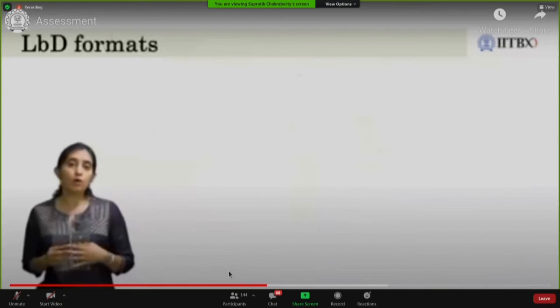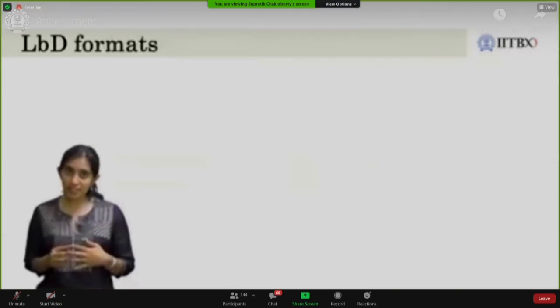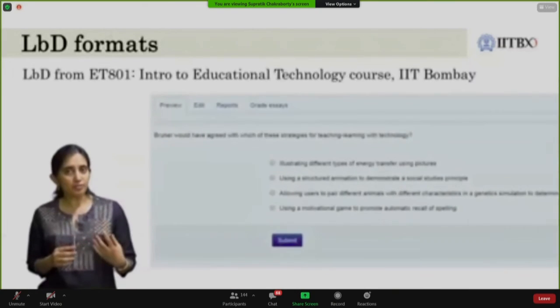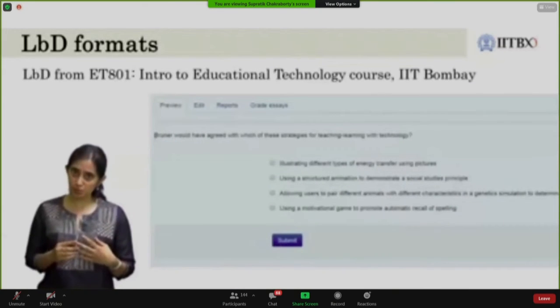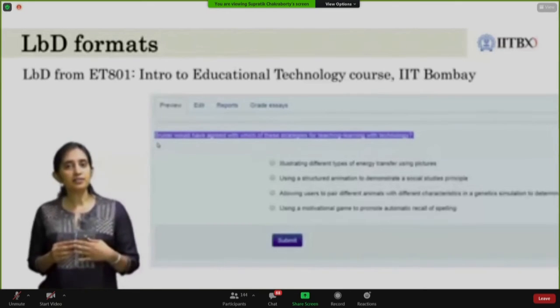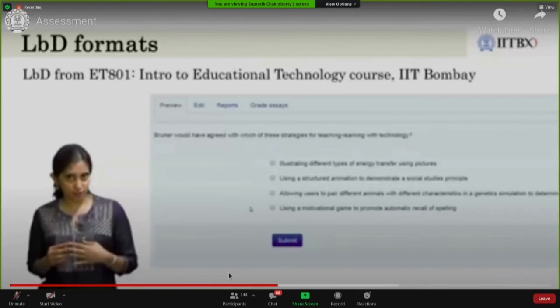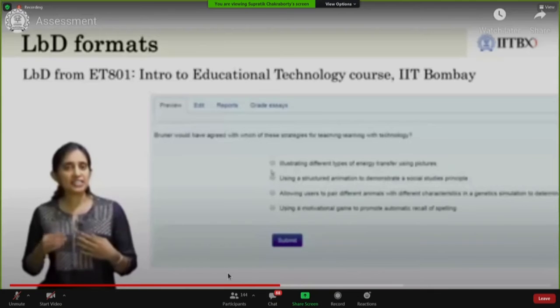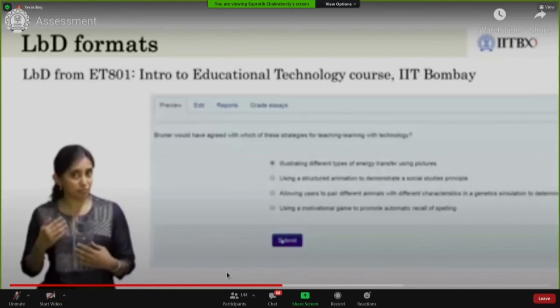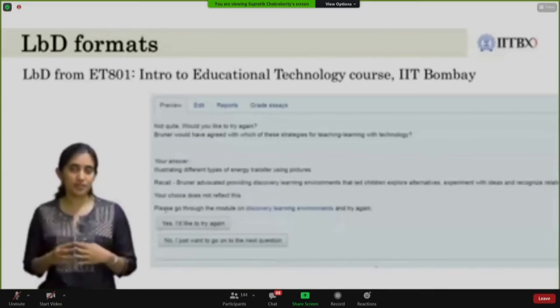What are possible formats of LBDs? One common format is a multiple choice question. A learner responds to the various choices of the question, and the system provides automatic feedback on each choice.